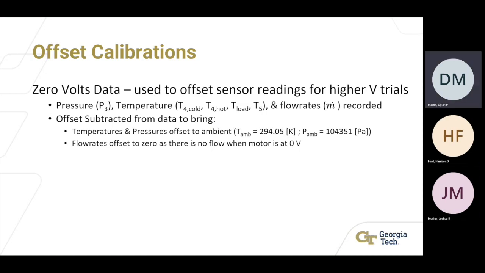Taking a trial run at 0 volts was necessary for later data collection and analysis. This run was used to calibrate the measurement sensors, as the pressures, temperatures, and flow rates when the motor is at 0 volts are all known.